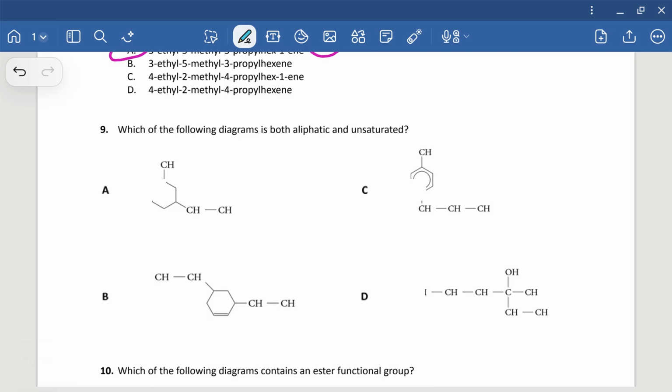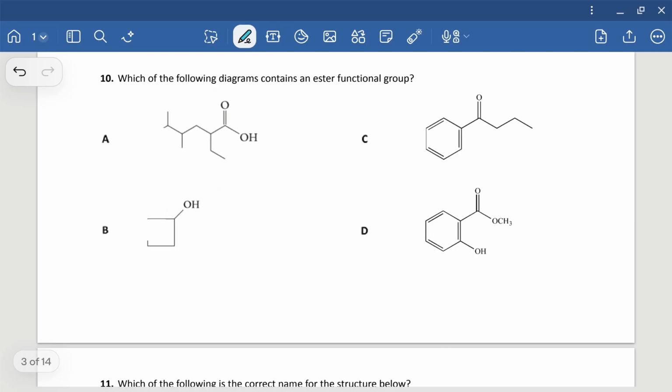Okay, question number 9. Again, we're missing a little bit of the diagram, but I think we can figure it out. Which of the following is both aliphatic and unsaturated? So aliphatic, you do not want to see a benzene ring, and unsaturated, you want to see a double bond. So here the best answer is B, because we do have a double bond within our chain.